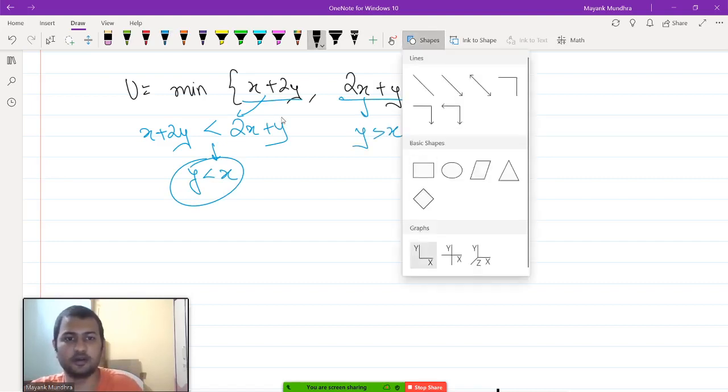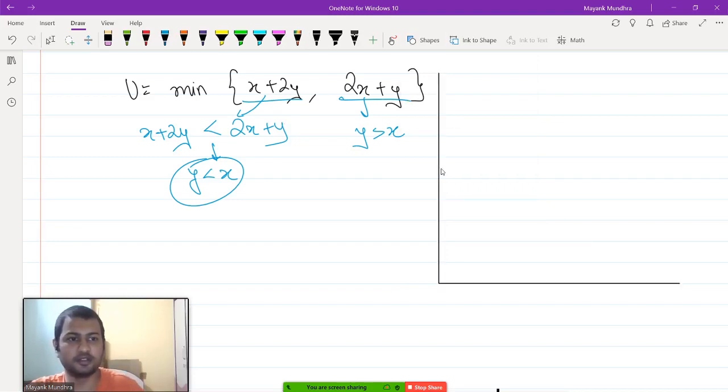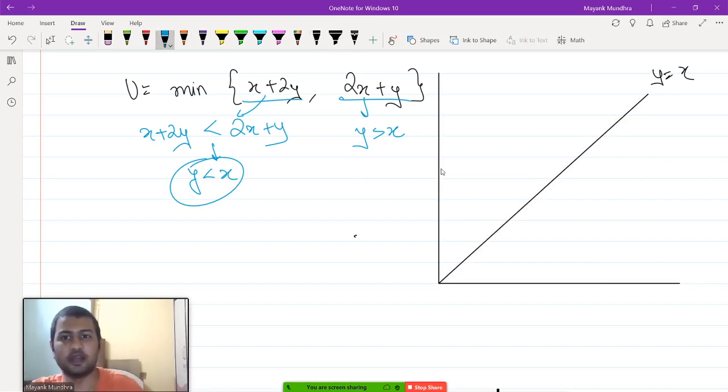So let's draw the consumption set. This is your consumption set. Then this is your line y equals x. Then the ICs would be, this is the region x greater than y. For x greater than y, you have the utility function x plus 2y. So x plus 2y has slope equal to minus half. So here you will have slope minus half lines.